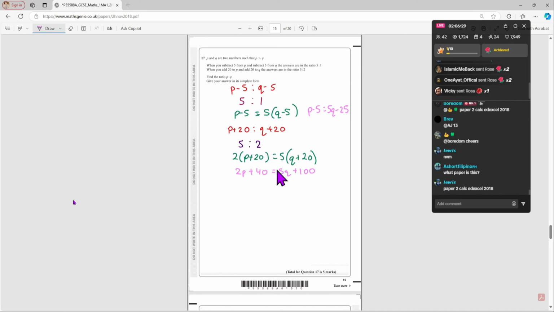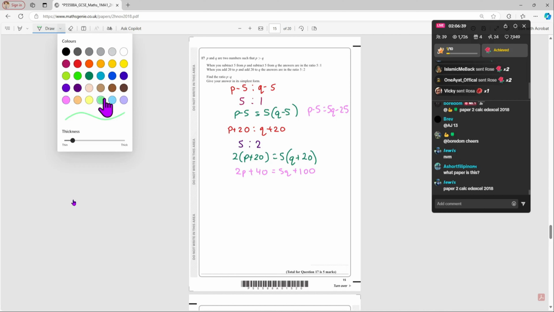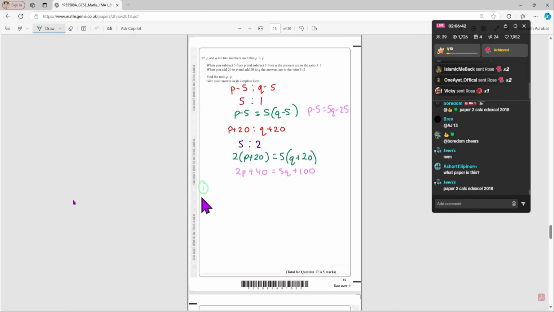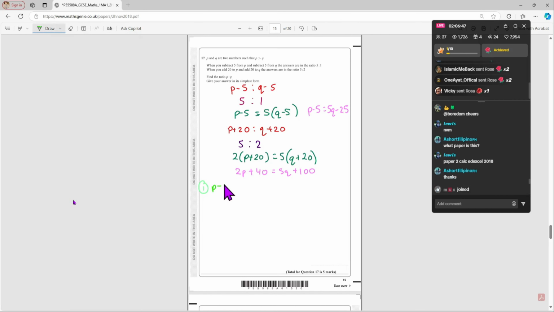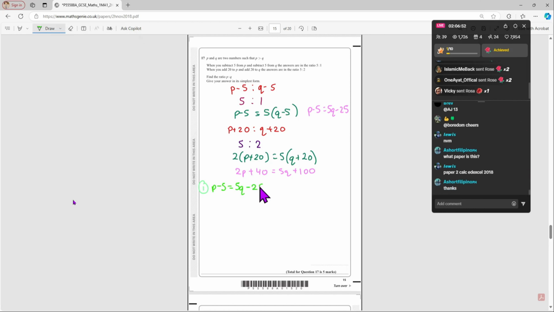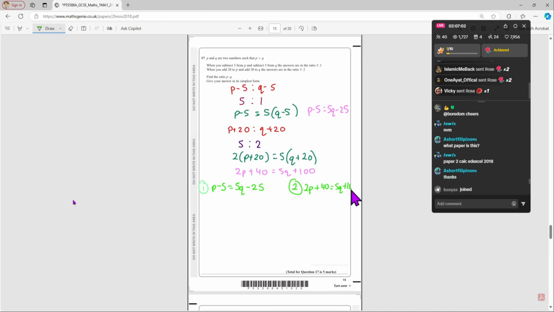Now once we have done that, this is a simultaneous equation question. So remember, this is going to be a simultaneous equation. Our first equation, equation number 1, is P minus 5 is equal to 5Q minus 25. And equation number 2 is 2P plus 40 is equal to 5Q plus 100. Now we have our two simultaneous equations.